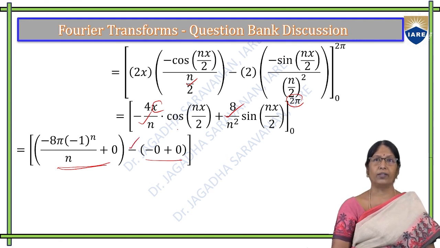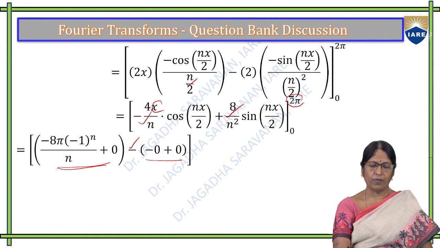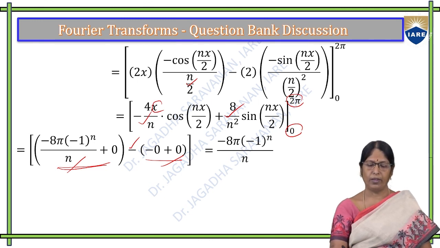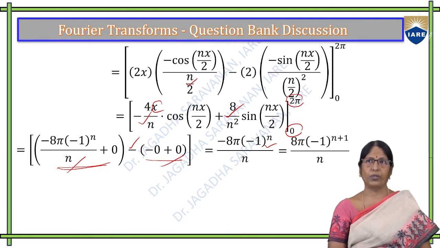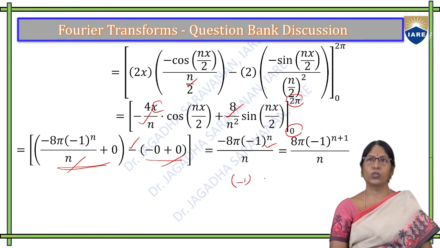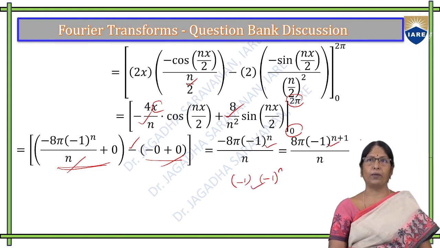In the middle, the negative sign is related to our limit formula sign. The upper value 2 pi is substituted in the place of x. In the lower one, the value 0 is substituted in the place of x. Finally, we obtained the result minus 8 pi minus 1 power n divided by n. If you want to simplify further, the negative sign there we can write as minus 1. Together with the minus 1 power n already there, it gives minus 1 power n plus 1.